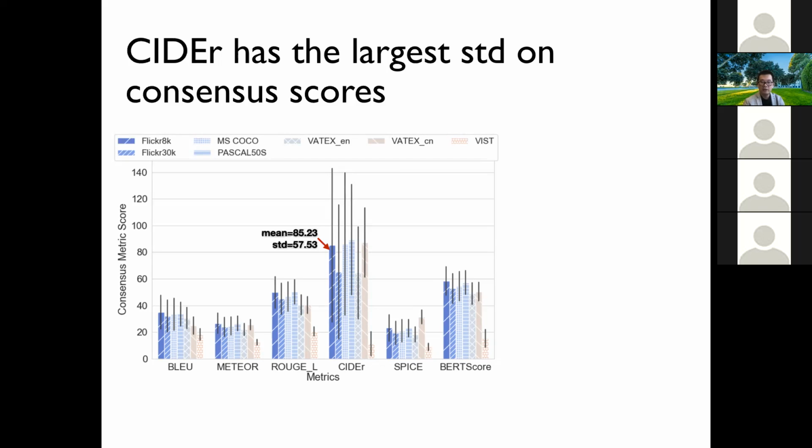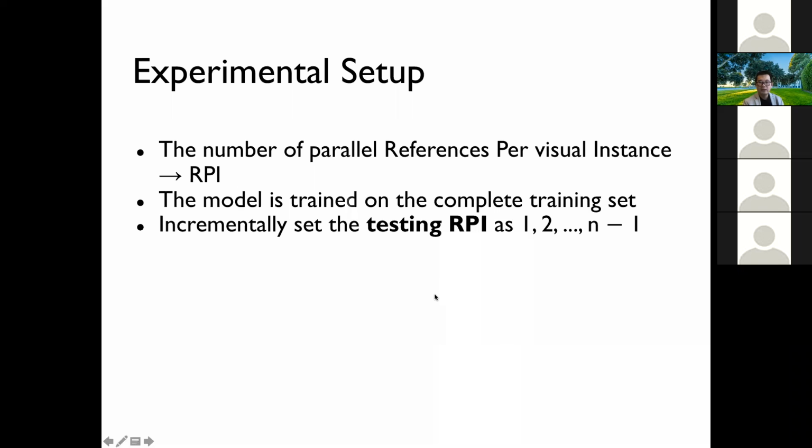And Cider is based on, like I said, TF-IDF and cosine similarity. The second thing we want to check is the effect of sample variance on evaluation performance. What do I mean by that? Well, one thing you can look at is references per instance, in this case, references per visual instance. So the question is, how many references do you need to collect for each example? And in this case, we're looking at the testing RPI, which is basically at testing time. How many references per instance do we need to get a stable result?